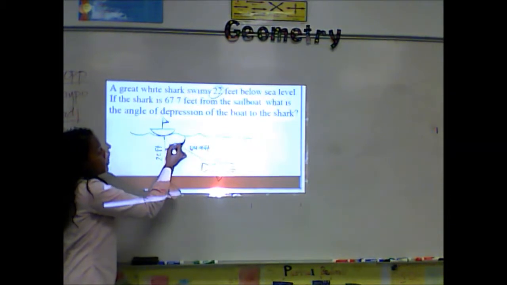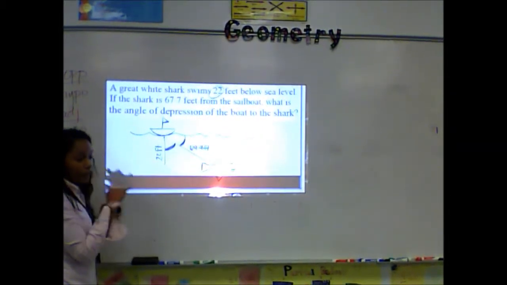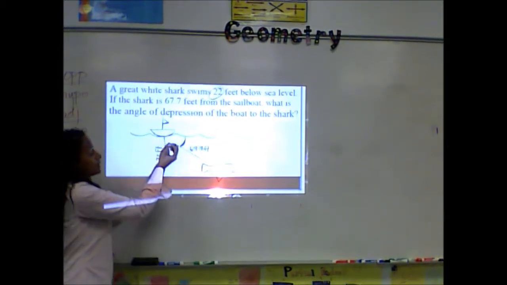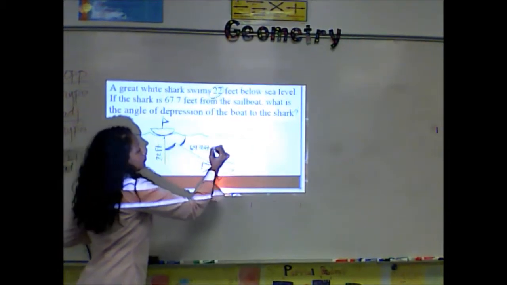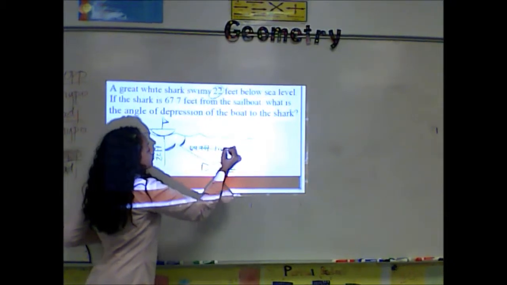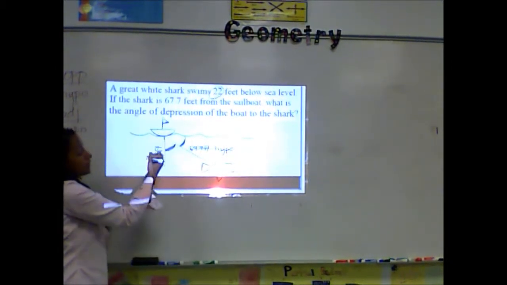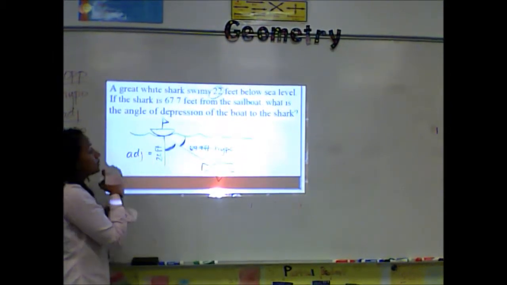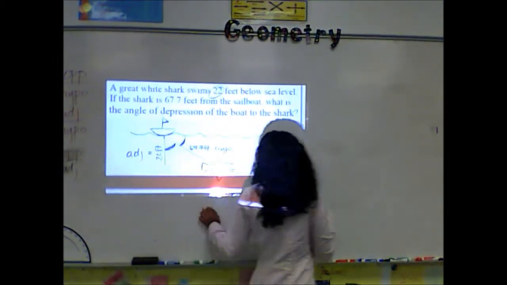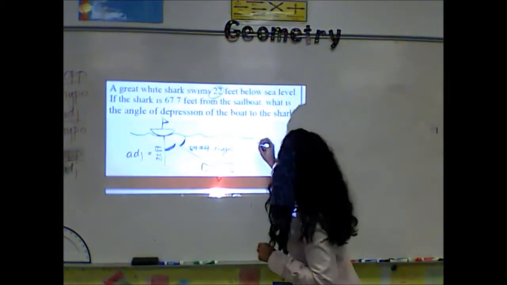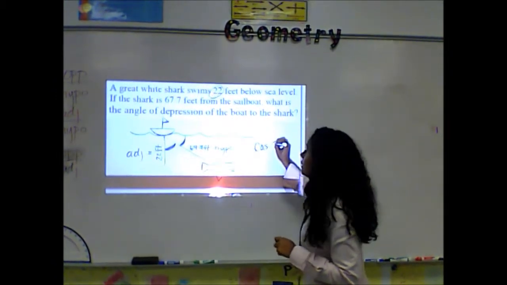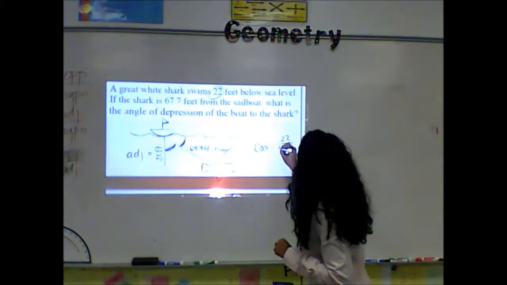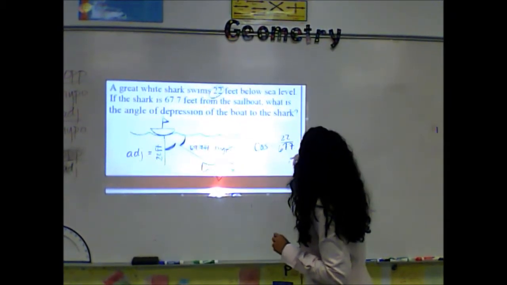Now, if this is our angle, are we going to be using regular trigonometry or inverse? Inverse. All right, so let's say this is our angle. We have the hypotenuse. This is going to be the adjacent side. So sine, cosine, or tangent? Cosine. So the cosine of some unknown angle, we don't know it yet, is going to be equal to 22 over 67 and 7/10.